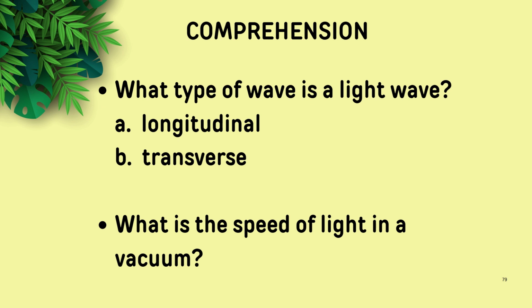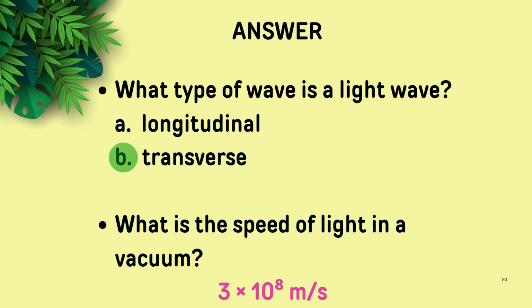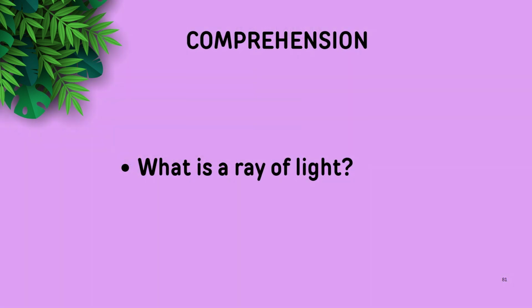What type of wave is a light wave? Longitudinal or transverse? And what is the speed of light in a vacuum? Correct. Light waves are transverse and they have a speed of 3 × 10⁸ meters per second in a vacuum.